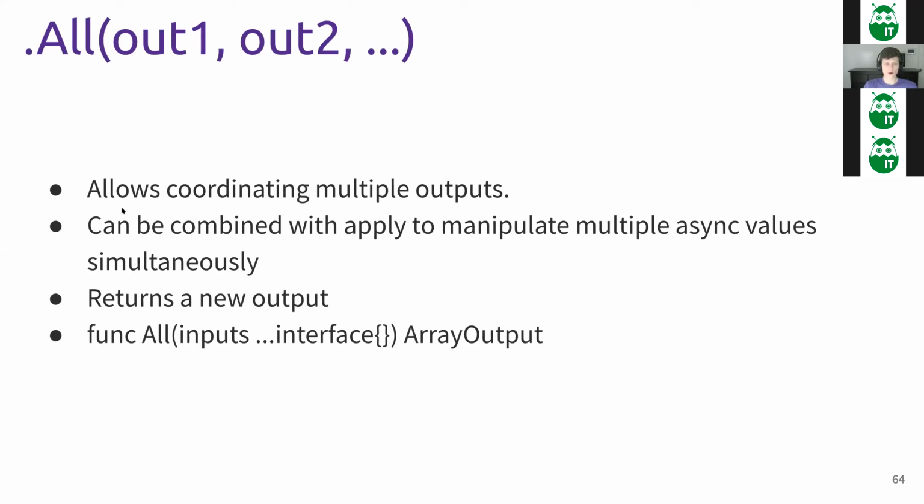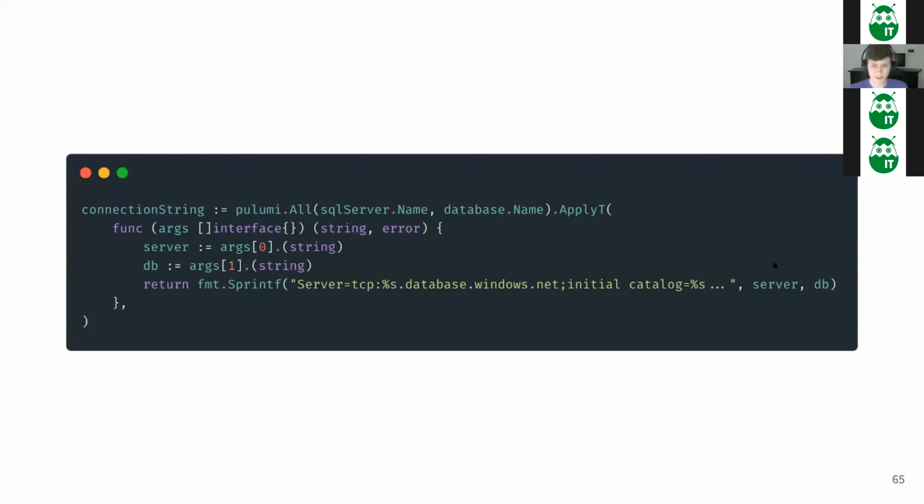So sometimes we need to coordinate multiple outputs. Like maybe you have a database and a server that are getting created and you want to create a connection string. So all is how we coordinate multiple asynchronous output types, creating a new output, right? We can combine this with apply to manipulate asynchronous values together, right? So here we have a SQL server that's been created, and we basically call pulumi.all to await the server and the database, and we say, hey, when both of these are ready, execute this callback and return me this connection string.